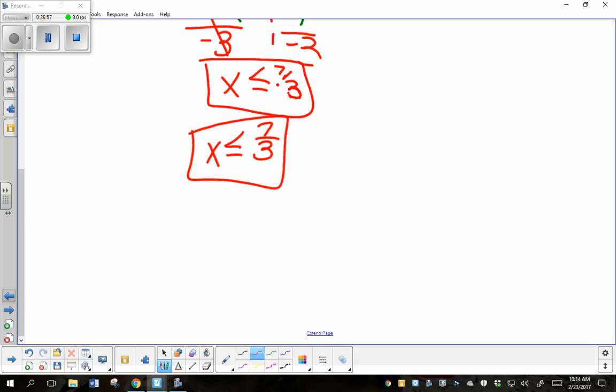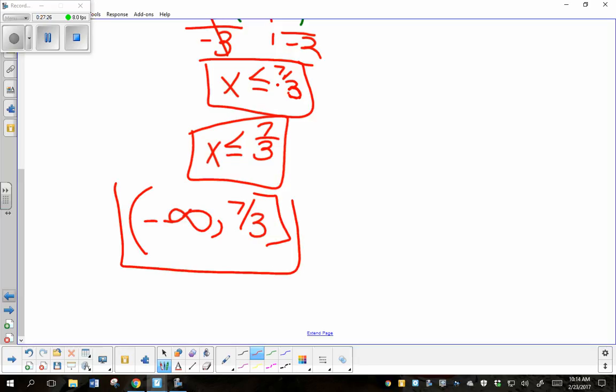What if I asked you to write it in interval notation? What's the smallest thing x could be if I said it has to be less than or equal to 7/3? Negative infinity is the smallest thing it could be, right? What's the biggest thing it could be? 7/3. Does the negative infinity get a parentheses or a bracket? Does the 7/3 get a parentheses or bracket? Bracket, because it could be equal to it. Good. Jeb?